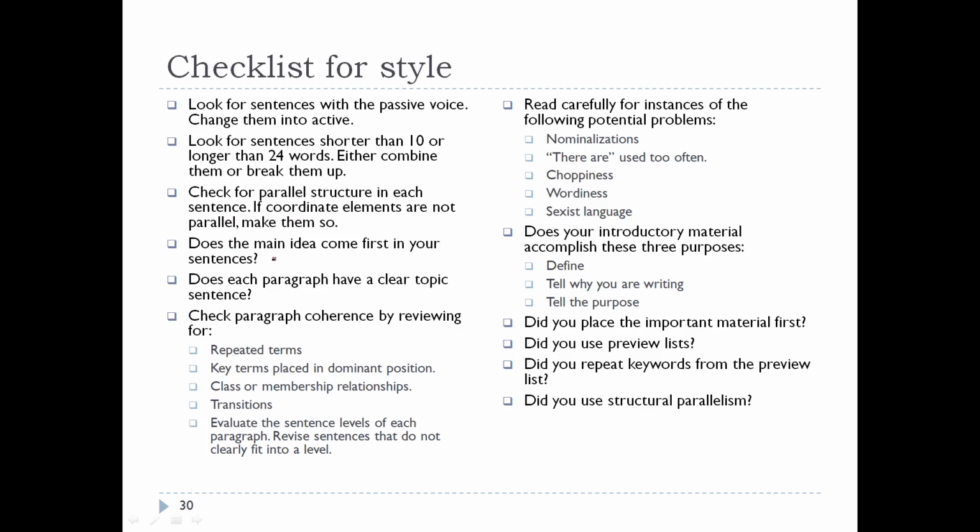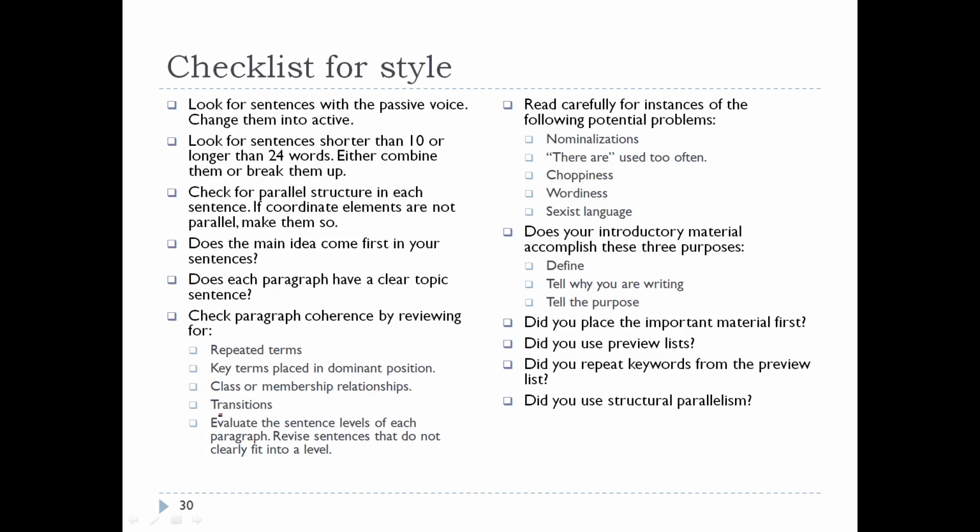You should make sure that the main idea comes first in your sentences. The subject is the first one there, and there are no "there are" constructions and those things which dilute the subject. Then you should make sure that each paragraph has a clear topic sentence, and then you should try to make the paragraphs more coherent by reviewing for repeated terms, the way we discussed earlier. Key terms should be placed in dominant positions. Class and membership relationships should be kept intact and highlighted.